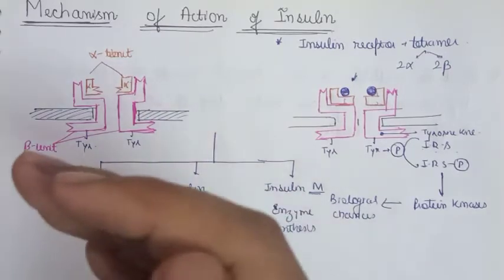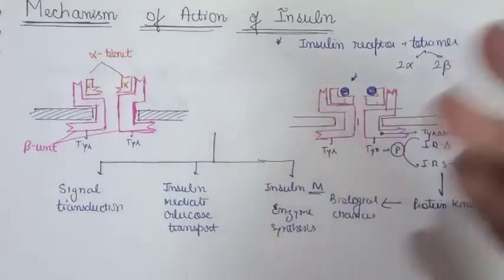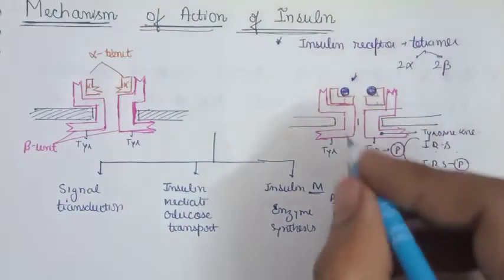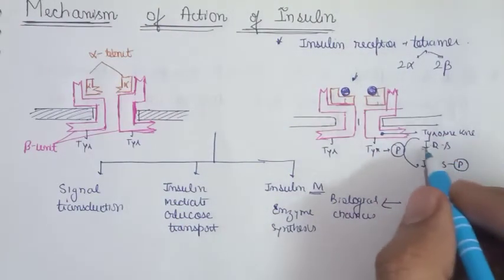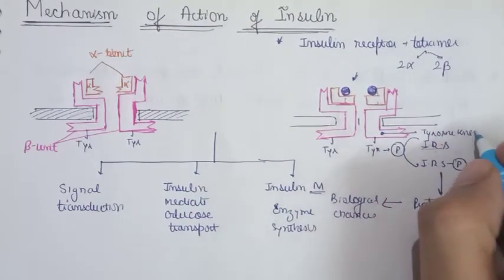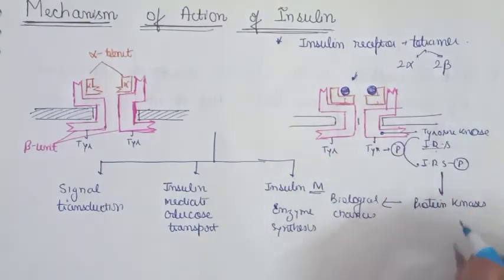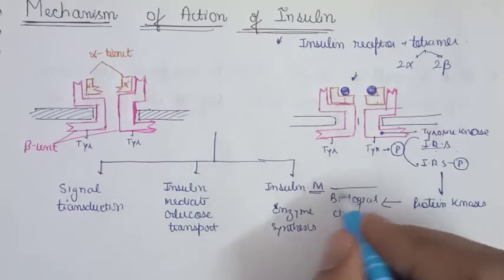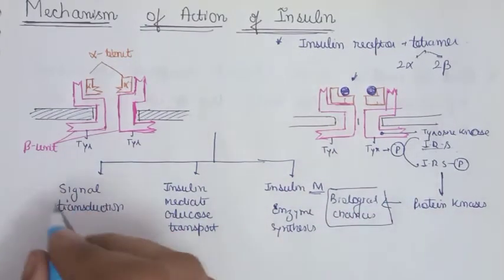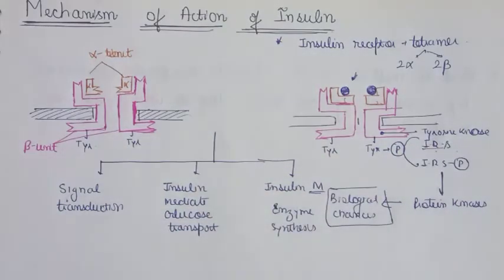So signal transduction means the binding of insulin makes some conformational changes in the beta unit, which leads to phosphorylation and activation of the tyrosine kinase, which phosphorylates the insulin receptor substrate, which in turn activates the protein kinases, and which leads to some biological changes. So this was about the signal transduction. What is insulin mediated glucose transport?